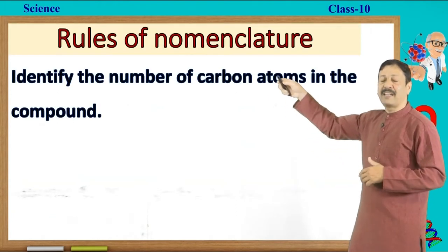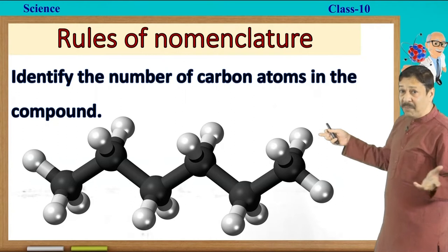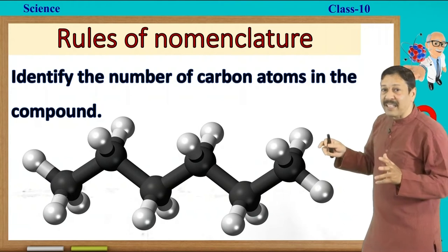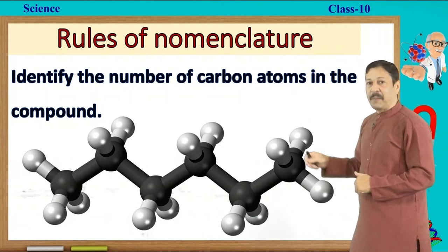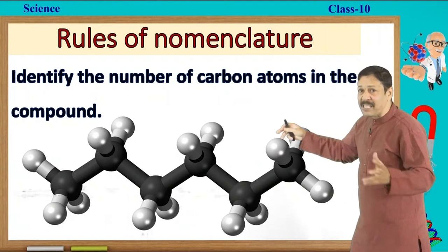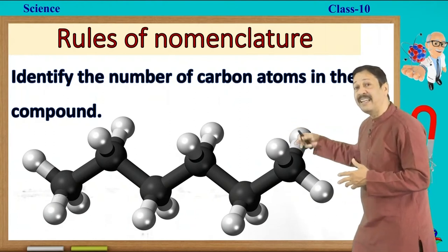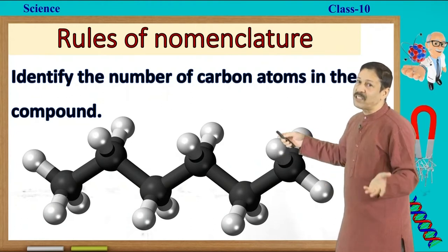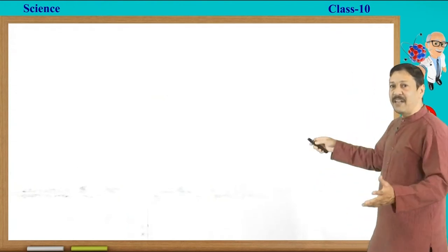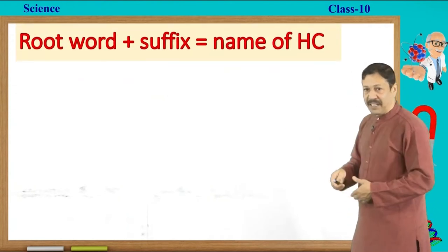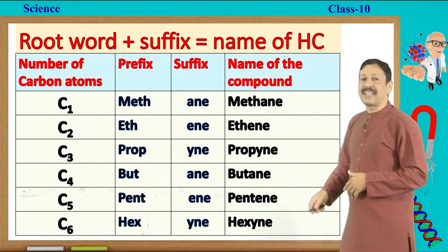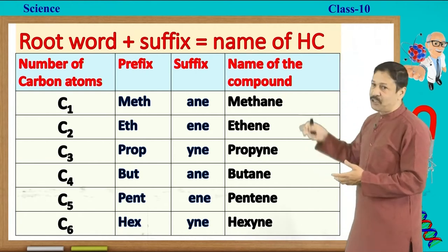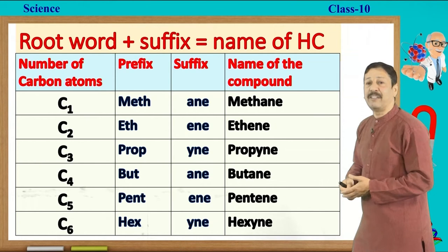Identify the number of carbon atoms in the compound. How many are there? So, what is the name? Based on the carbon chain, hexa. Between the carbon and carbon, only a single bond is observed, hence ANE, hexane. So, according to the rules, you have to call this one hexane. This is a hydrocarbon belonging to alkane. Here, root word, that is the carbon number, and suffix, at the end, what you are adding. So, that gives the name of a particular hydrocarbon.